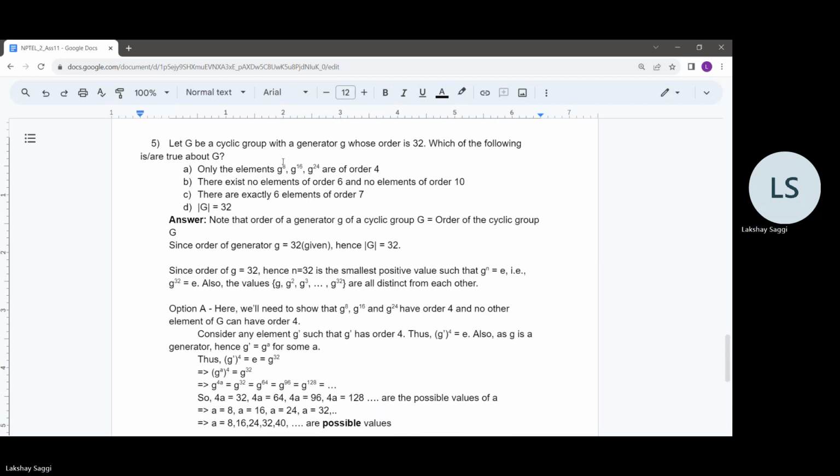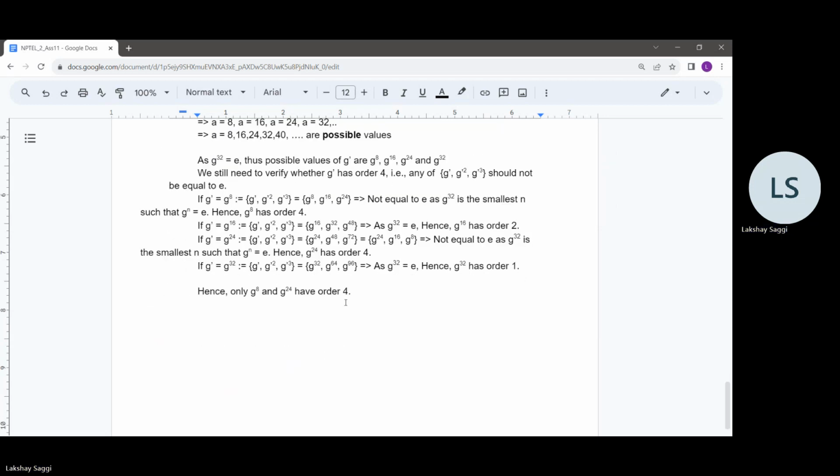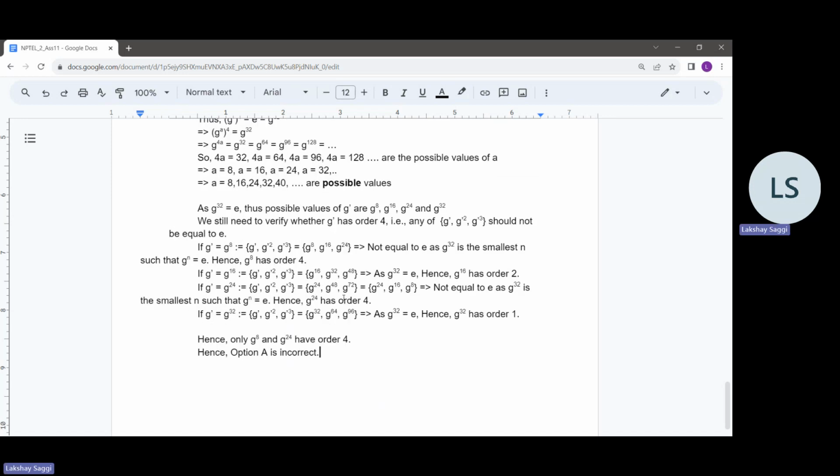So here the options were g to the power 8, 16, and 24. This option was incorrect because g to the power 16, we saw, had an order of 2. Hence, option A is incorrect. Right? So option A is actually incorrect.